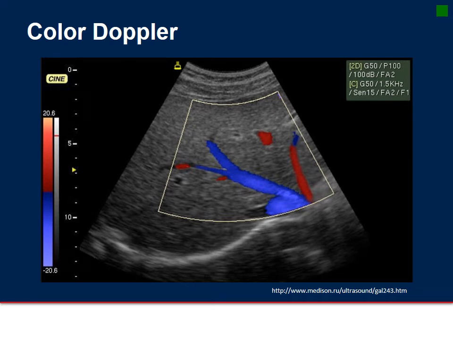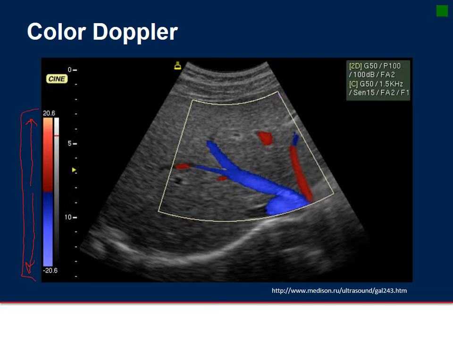Next is color Doppler, and this is something that more of us are familiar with. Color Doppler allows us to look at direction of blood flow, which is the most common way that we use it. It's very important to note the key over on the left side of the image. You can see that anything moving towards the transducer or upwards is going to be red, and anything moving away from the transducer or down is going to be blue.